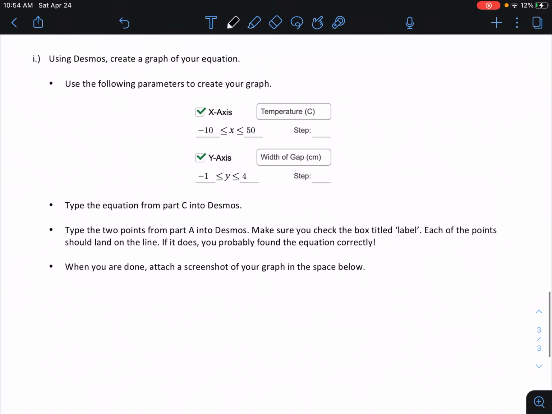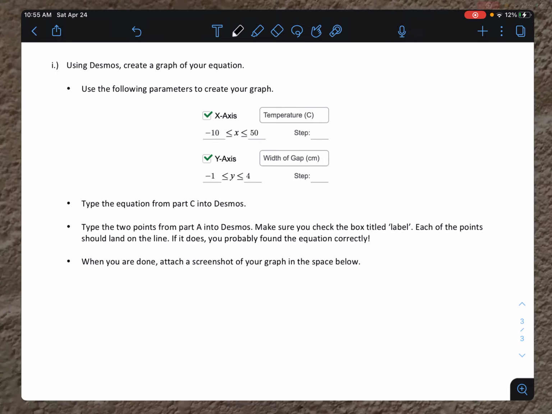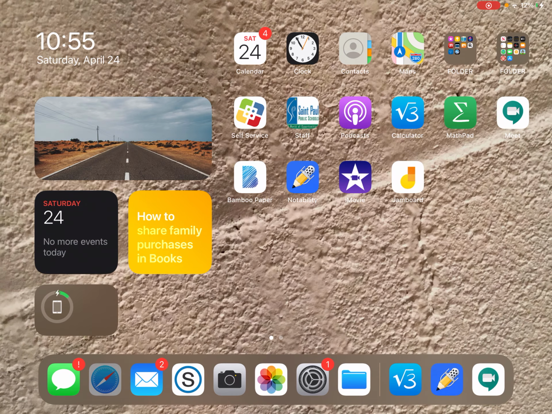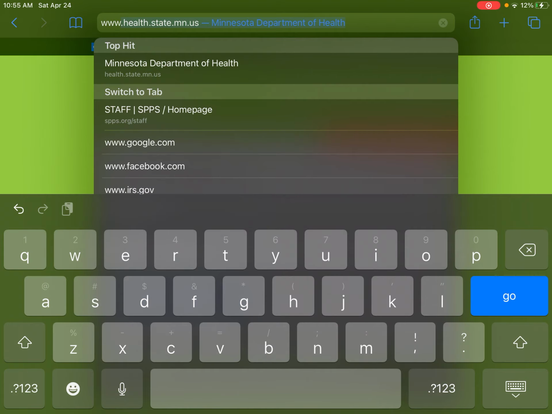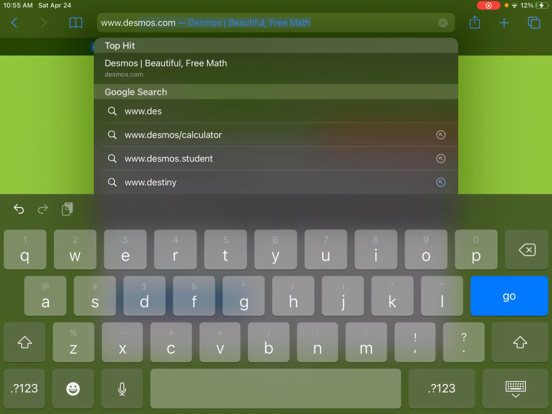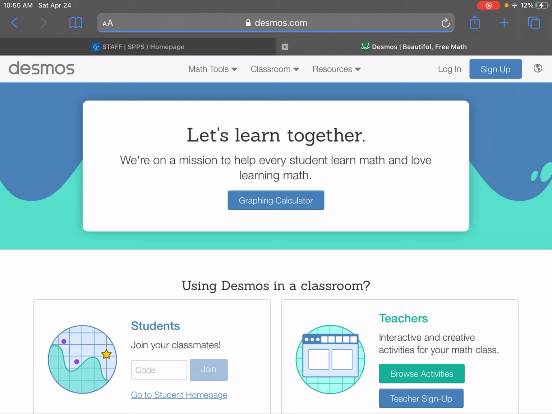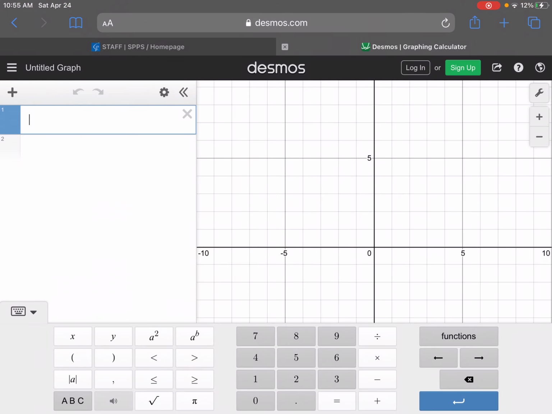Last thing we've got to do is graph this thing. So we're going to go to Desmos. I'm just going to click on it, click Graphing Calculator. And remember, in that first box, we enter our equation. I don't have my keyboard, so I have to do it on this silly little keyboard here. If you have your keyboard, it's really easy. y equals negative 0.05x plus 2.4.